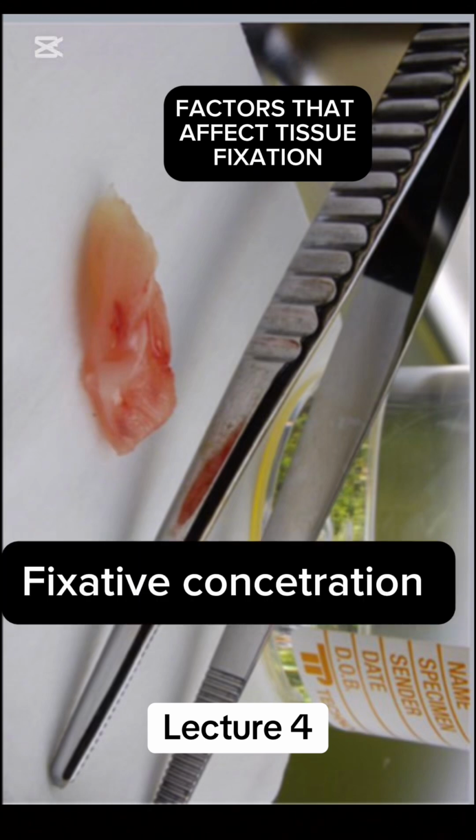Fixative concentration. Concentration of the fixative affects the rate and extent of fixation. Usually low concentration may result in incomplete fixation or autolysis. Higher concentration can cause overfixation, protein coagulation, or shrinkage. For instance, glutaraldehyde is typically used at 2.5%, while higher concentration can harden tissues. So optimal concentration varies by fixative and tissue type to balance penetration and preservation.